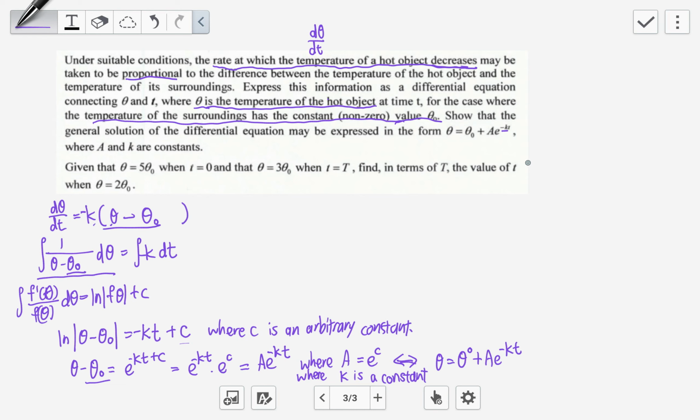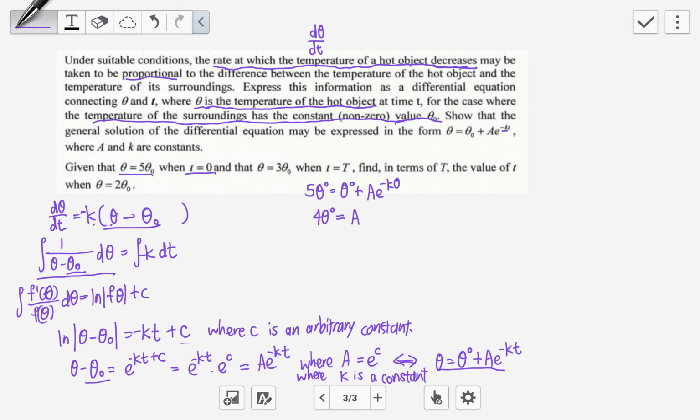of t the value of t when theta equals 2 theta naught. To do this we need to make use of the information given. So when t equals 0, theta equals 5 theta naught. Therefore 5 theta naught equals theta naught plus A e to the minus K times 0. Therefore 4 theta naught equals A.